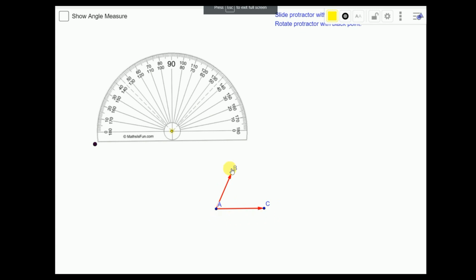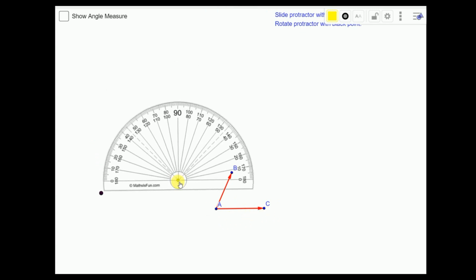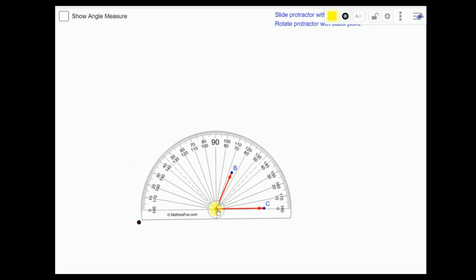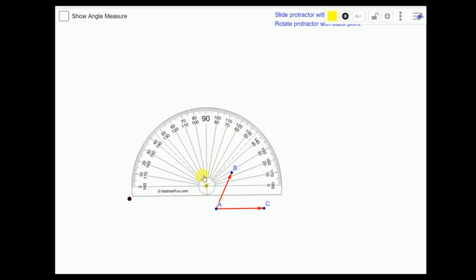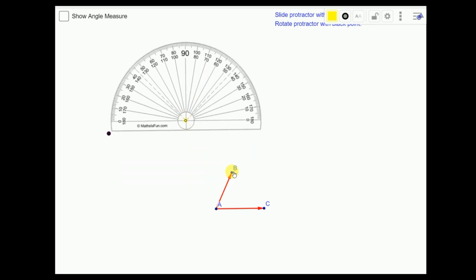In this example, if I want to measure the angle CAB, once I place the center on A and the 0 on AC, I will notice that AB is too short. I cannot tell through which dash the side AB is passing through. In this case, with my ruler, I extend the side AB as much as needed. I don't need to extend AC here.